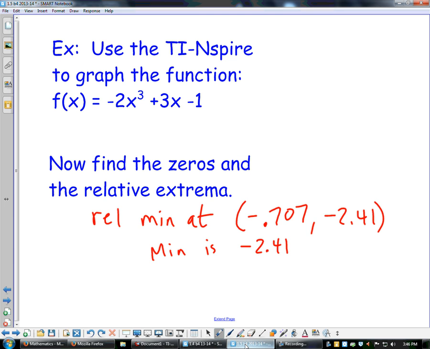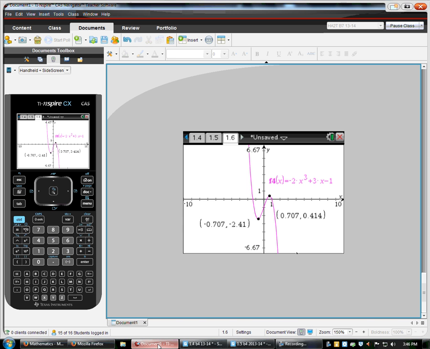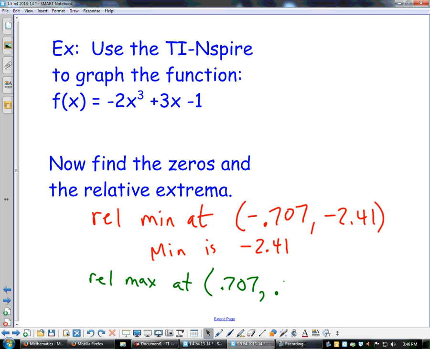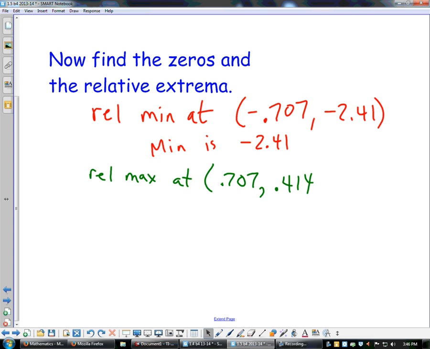So we have a relative maximum at the ordered pair 0.707, comma 0.414, and that means that the maximum is 0.414. I should say the relative minimum, the relative maximum.